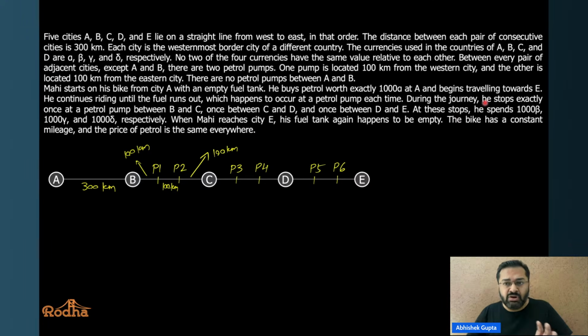What is the meaning? It does not mean, if you thought like that, that 1000 alpha would be equal to 1000 beta, 1000 gamma, 1000 delta. No, it cannot be like that because the currencies have different values. It's mentioned that no two currencies have the same value. What does this mean? When he spent 1000 alpha here, just think about that. 1000 beta somewhere here, 1000 gamma somewhere here, and 1000 delta somewhere here. Since the currencies have different values, can we say that the distance traveled by Mahi because of the fuel he got for these amounts would be different every time? It would be different, right?